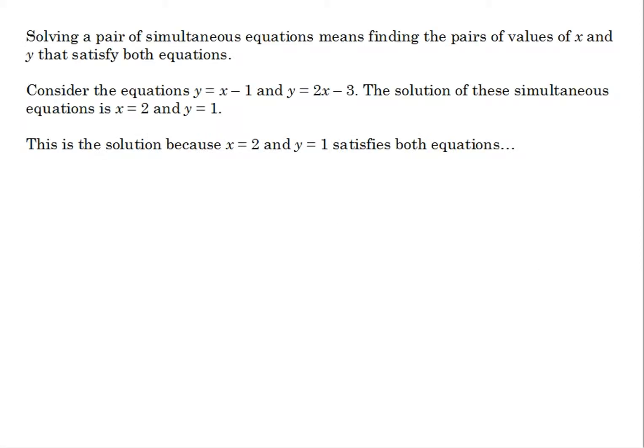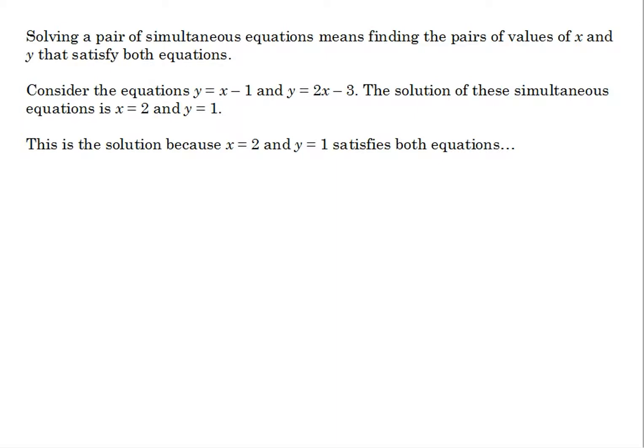Simultaneous linear equations. Solving a pair of simultaneous linear equations means finding the pair of values of x and y that satisfy both equations. So we're looking for an x value and a y value that fit both equations. Consider the equations y equals x minus 1 and y equals 2x minus 3.